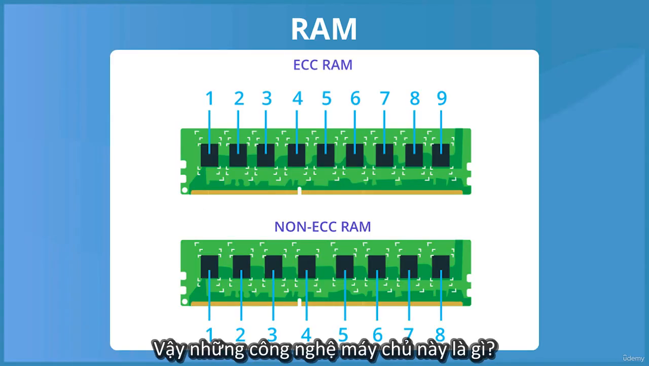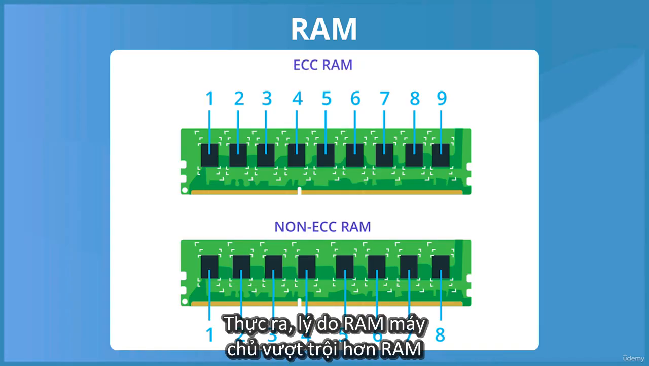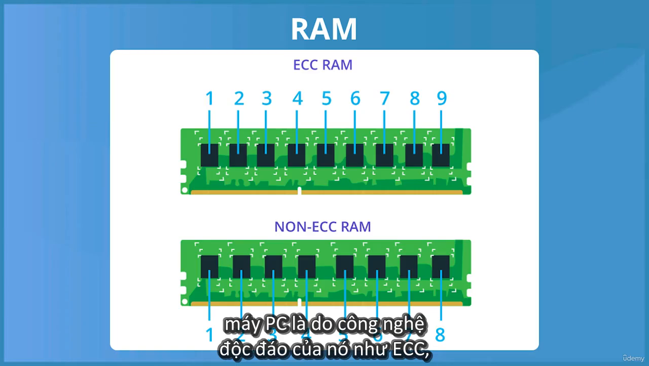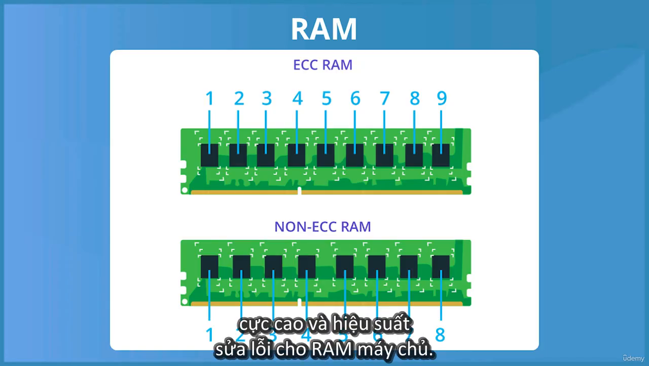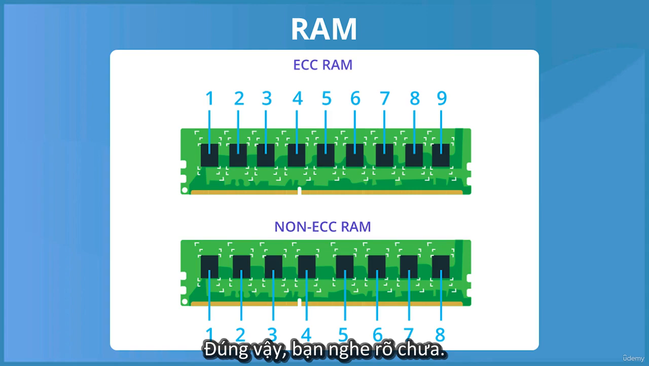So what are these server RAM technologies? Well, the reason server RAM outperforms PC RAM is its unique technologies, such as ECC, chip kill, and register, which provide extremely high stability and error correction performance for server RAM. Yeah, you heard me. Error checking and correcting.